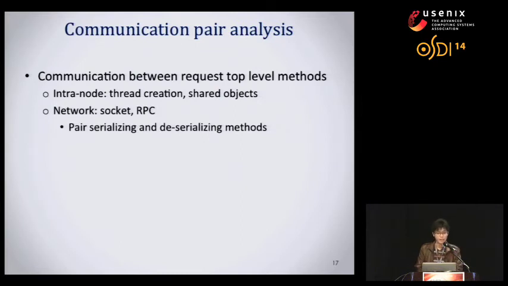The last type of information we need is a communication pair between different top-level methods. First, within each node, they can communicate through thread creation or shared objects. And between nodes, they can communicate through sockets or RPC. Especially for network communication, we pair serializing and deserializing methods from the same protocol instead of pairing the sending and receiving method from the same socket. It's because a lot of top-level methods share the same socket, but they are not really communicating with each other.